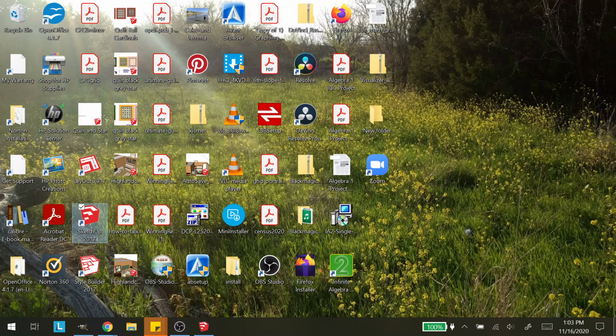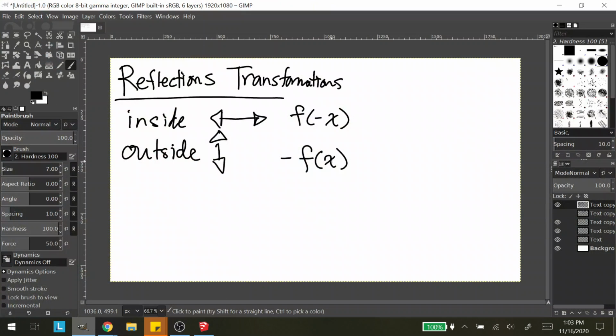Now this instinctively makes sense. Let me show you what I mean. First, let's take a very simple equation. f of x equals 2x plus 1. Now I'm going to flip it both directions, and I'll show you in Desmos in just a second. So first I'm going to flip it. This is on the inside, I'm going to plug in the negative x. And this is going to be reflect.